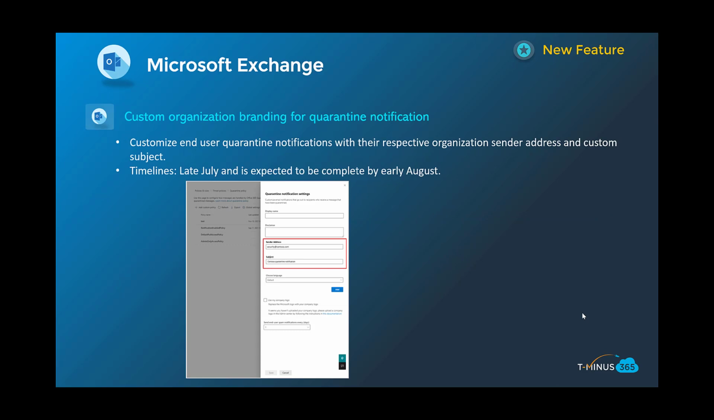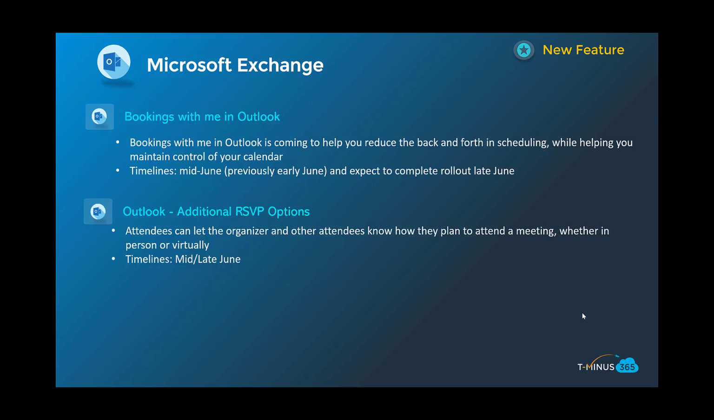Shifting into Microsoft Exchange here, this is related to custom organizational branding for quarantine notification. This allows you to customize the sender address and the custom subject. So this is just helpful when you talk about end users recognizing that this is truly a quarantine message from the appropriate sources. This is where you bundle in all of your training around it as well. So just anything that can help out from the retention standpoint and also adherence as well when we talk about users and the quarantine notifications that they get. The timelines on this one will be late July and be complete by early August.